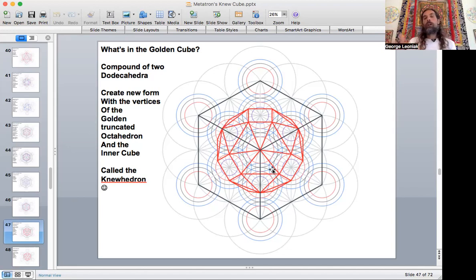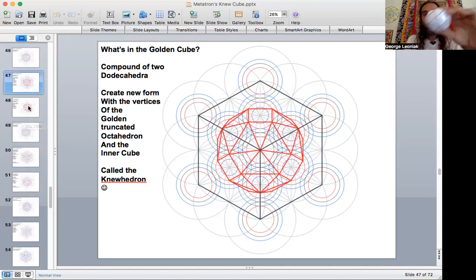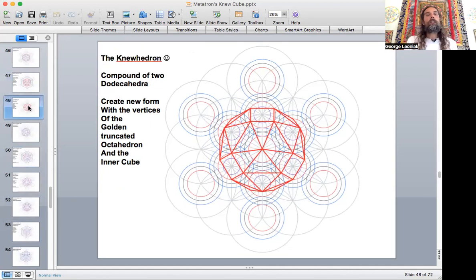So our drawing brought us to this place. I guess I wrote here, I called it the newhedron, K-N-E-W-hedron. So if I'm going to name anything, what to call this, I'll call it the newhedron. So there's my first named form. So there it is by itself, the newhedron inside the red circles.